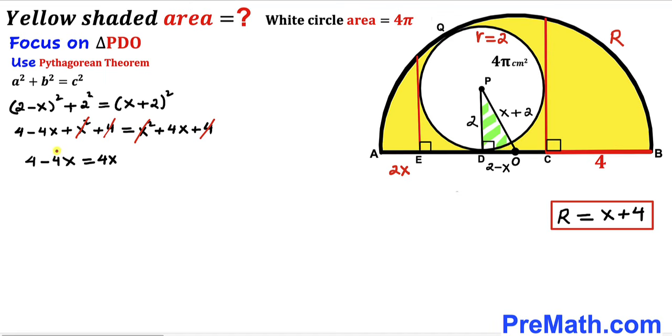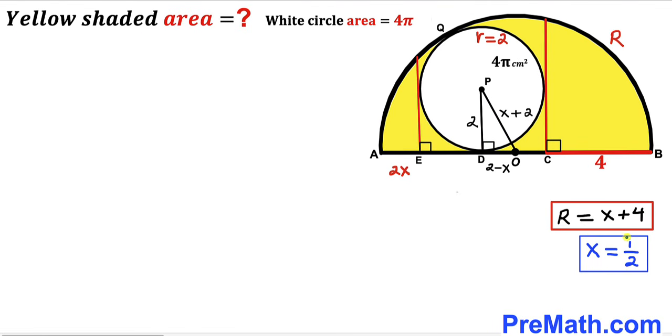And now I'm going to move this negative 4x on the other side, as you can see in this next step. So therefore if we combine these like terms, that is going to give us 8x equals to 4. Now we are going to divide both sides by 8 to isolate x. This 8 and 8 is gone. So therefore our x value turns out to be 4 divided by 8, which is going to give us 1 divided by 2. So thus our x value turns out to be 1 divided by 2.